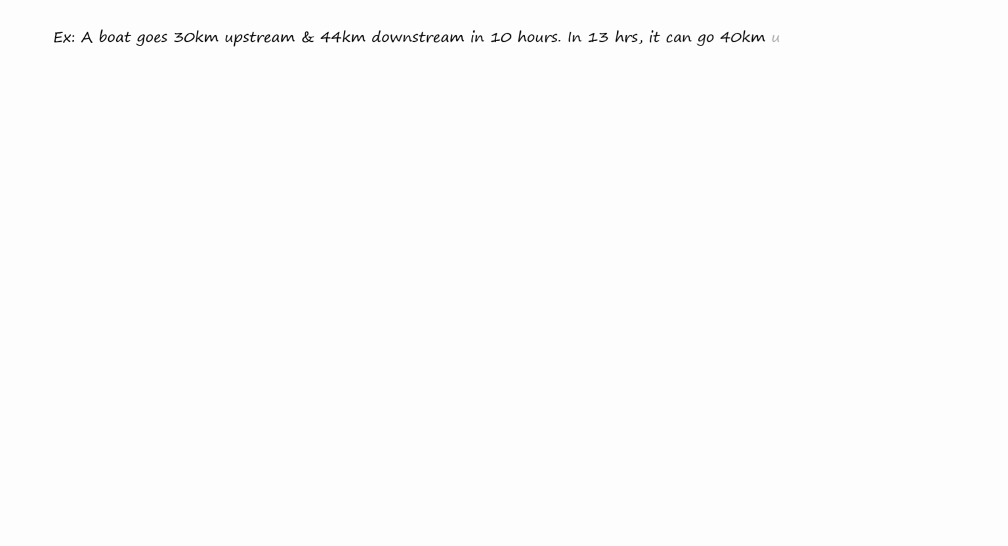A boat goes 30 km upstream and 44 km downstream in 10 hours. In 13 hours, it can go 40 km upstream and 55 km downstream. Find the speed of the stream and the speed of the boat in still water. Let the speed of the boat in still water be x km per hour and the speed of the stream be y km per hour. So the speed downstream is x plus y km per hour and the speed upstream is x minus y km per hour.